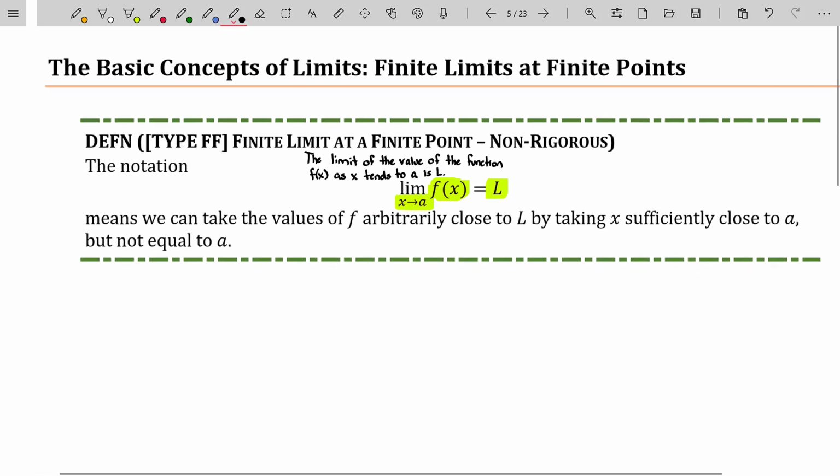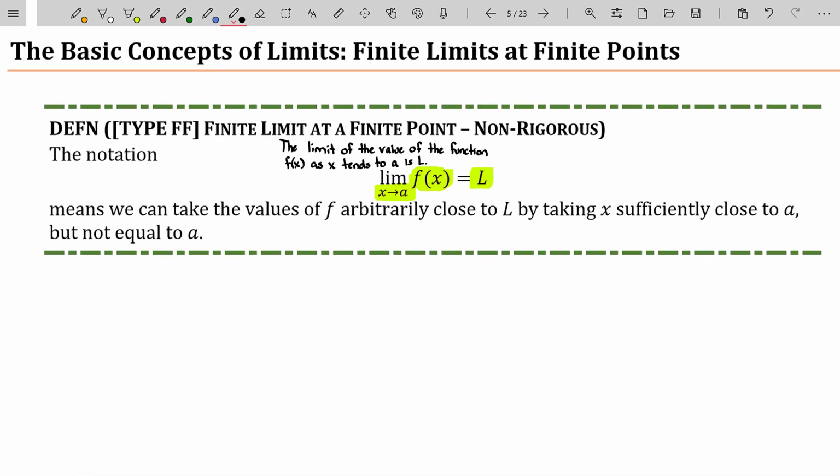So let's go ahead and step into the lower level of the true definition. This is not the true definition, but the lower level version of it. So that notation means that we can take the values of f arbitrarily close to our value of L by taking x sufficiently close to a, but not equal to a. And this goes back to the previous video that I did on neighborhoods and punctured open neighborhoods.